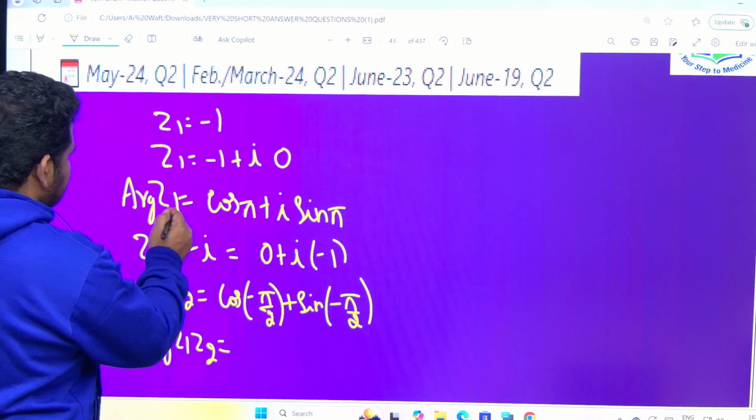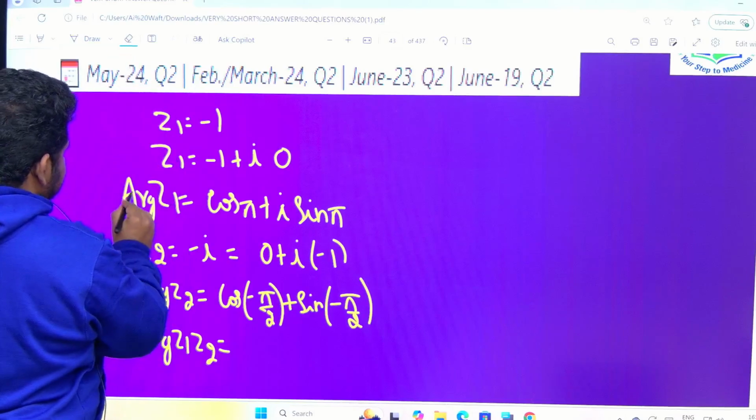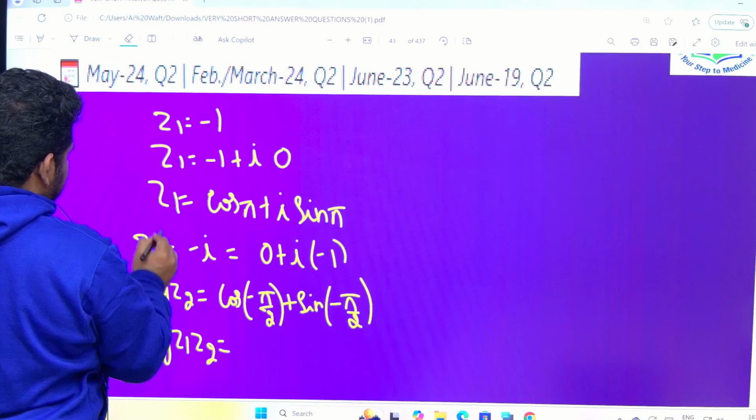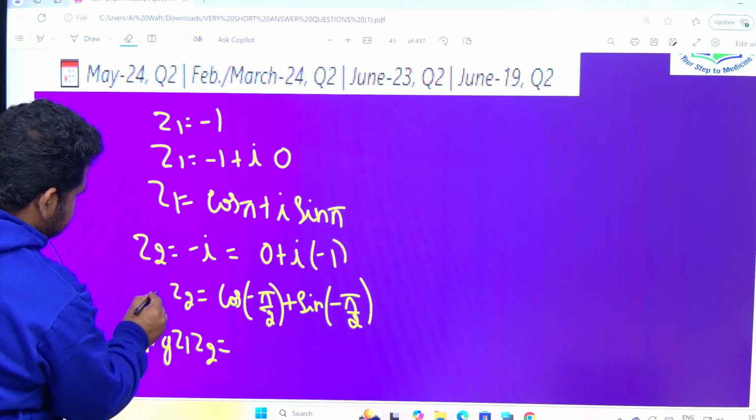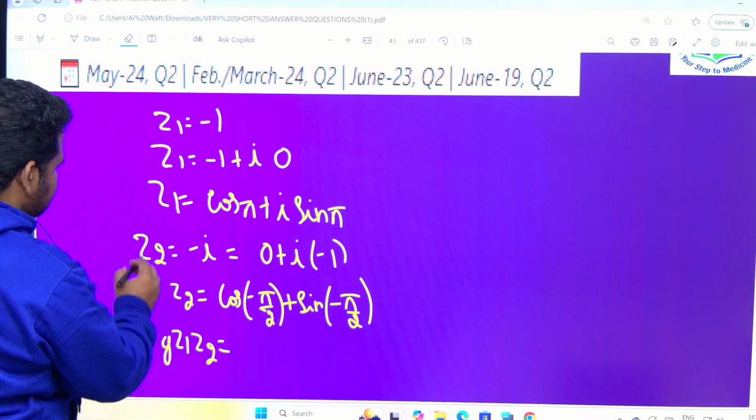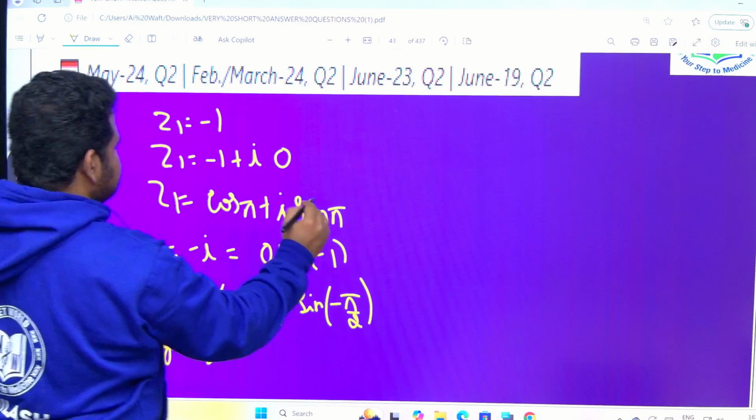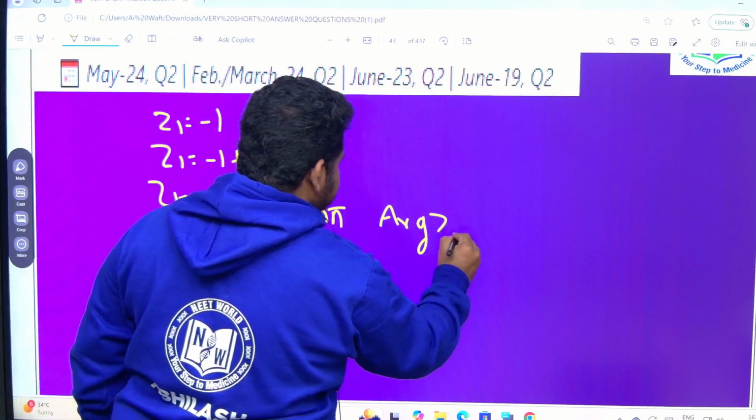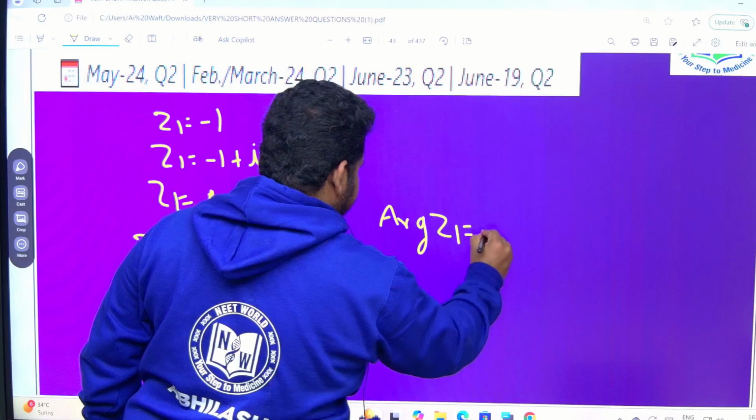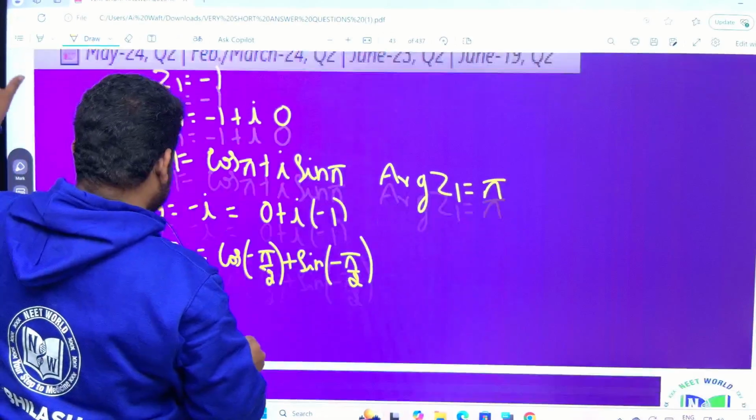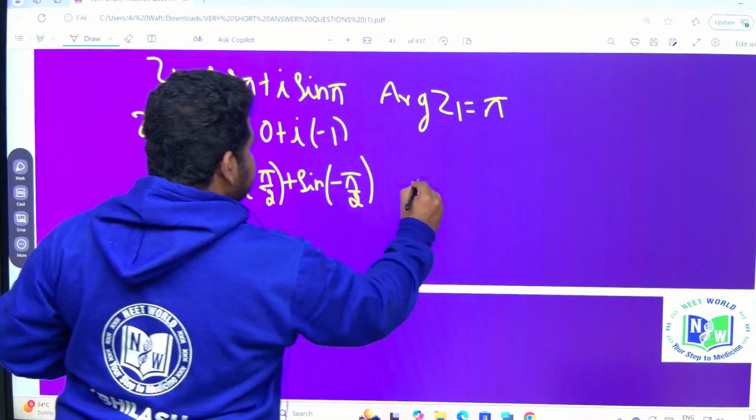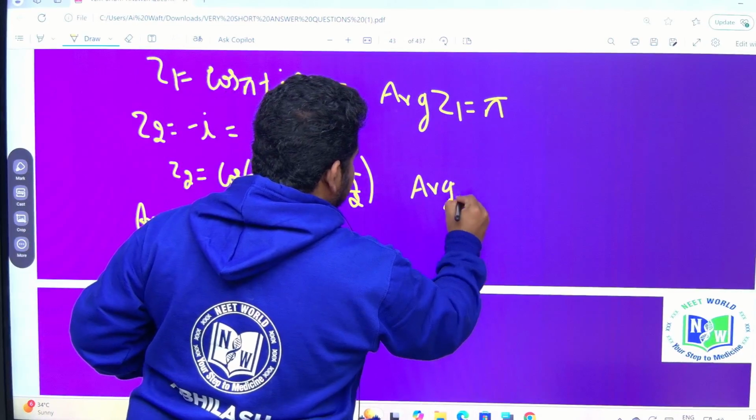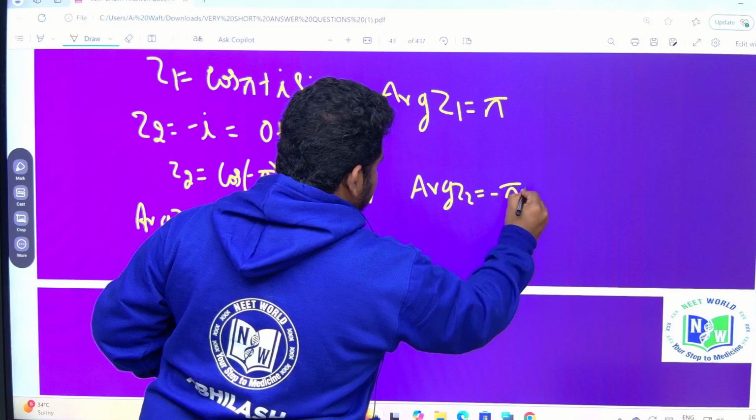So, this will be not argument, this will be just Z1. This will be Z1. This will also be Z2, that is all. So, argument of z1, you have to just write the angle. Okay, argument of z1 will be equal to what? Pi. Similarly, argument of z2 will be equal to minus pi by 2.